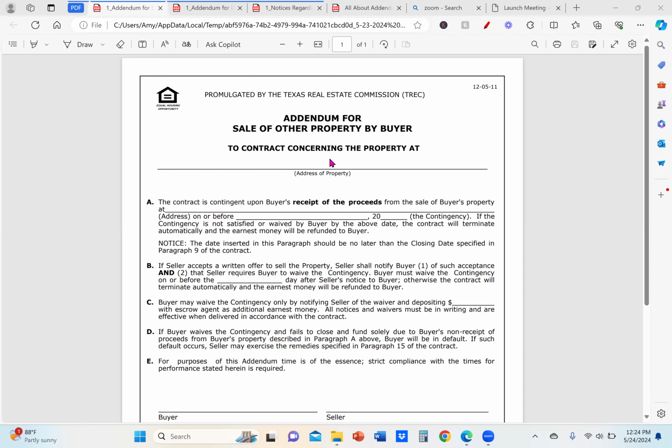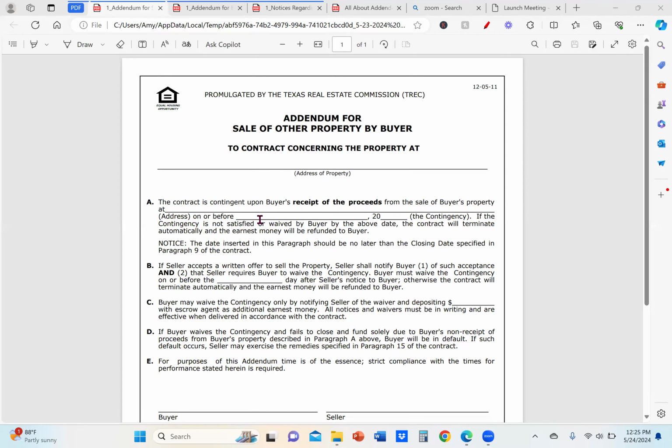On the first line here is the address of the property the buyer is going to purchase. And paragraph A says that this contract is subject to the buyer collecting the proceeds from the sale of his home. If his house doesn't sell by the date written here, this contract will terminate automatically and the earnest money will be refunded to the buyer.